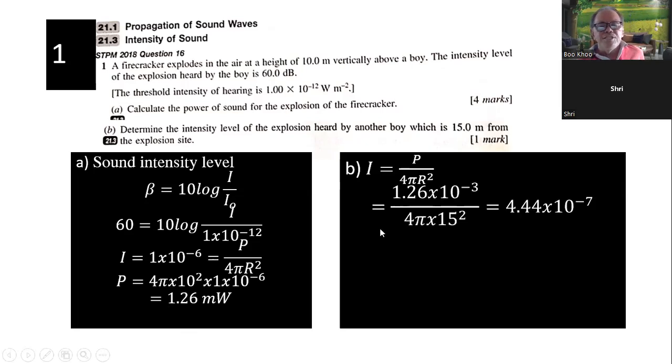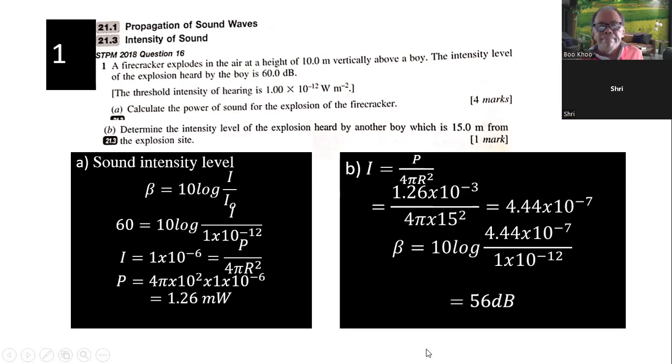Calculate I first. Use the formula. You have got your P already. Put your P inside. Change it to power, and 4 pi, distance is 15 squared. Calculate it out. After you're done, use this formula back again. Your I is this one, and the threshold frequency is that one there. That's all. Since it's further, it should be smaller.